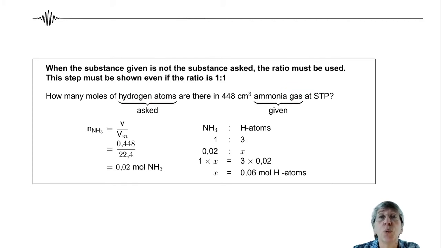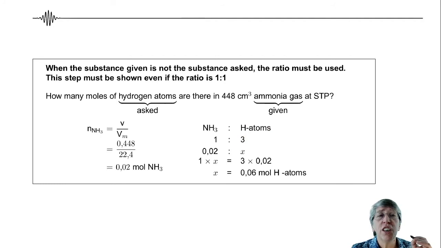Now, let's start with what they give us. They give us the volume of ammonia gas. So I'm going to start with that volume, and I'm going to divide by 22.4 because now we are at standard temperature and pressure, and get the number of moles of the ammonia. But that's not what they ask. They ask hydrogen. So somewhere I will have to go from ammonia to hydrogen atoms.